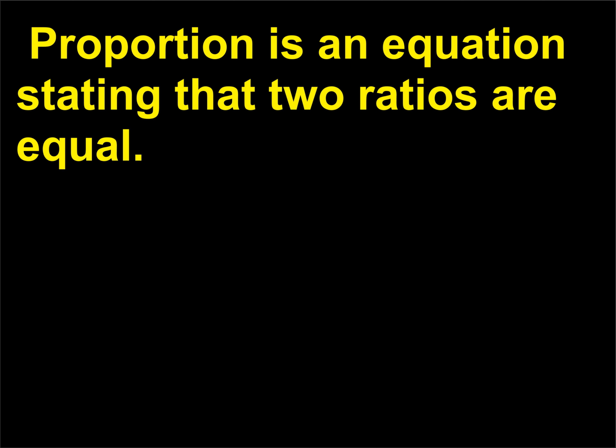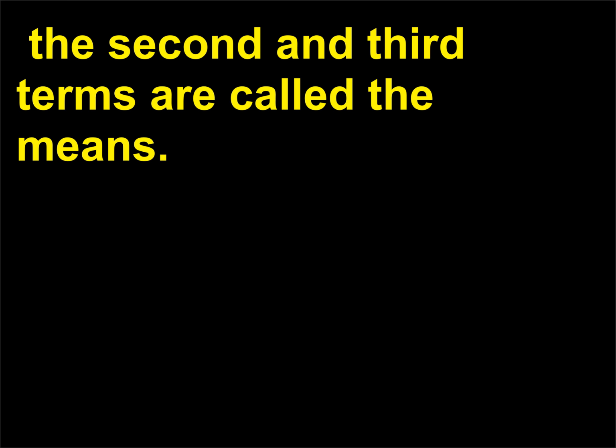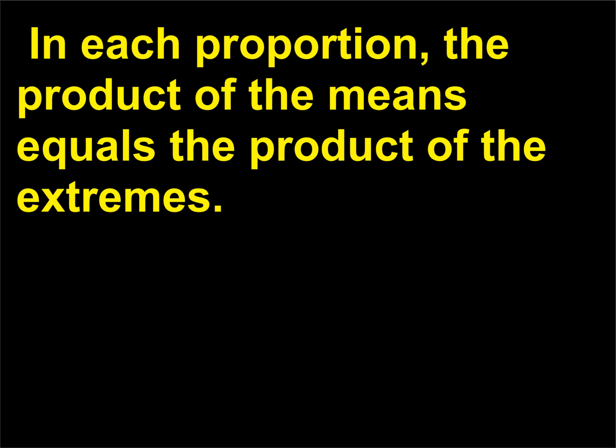Proportion is an equation stating that two ratios are equal. Every proportion has four terms, with the first and fourth terms being the extremes. The second and third terms are called the means. In each proportion, the product of the means equals the product of the extremes.